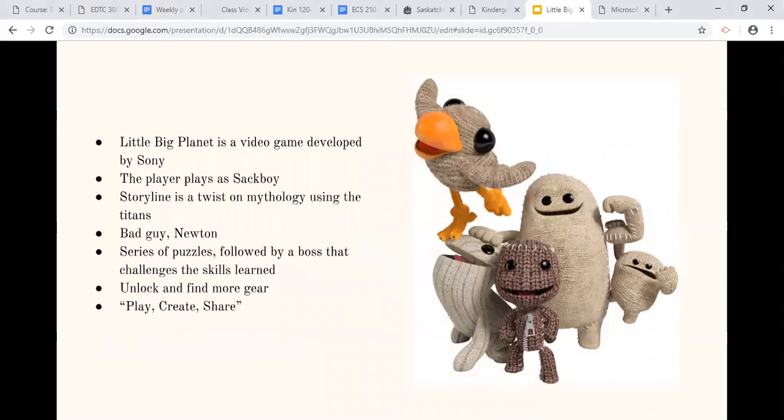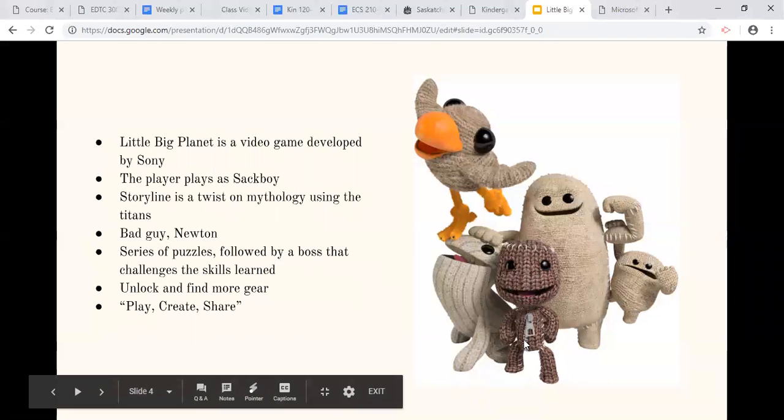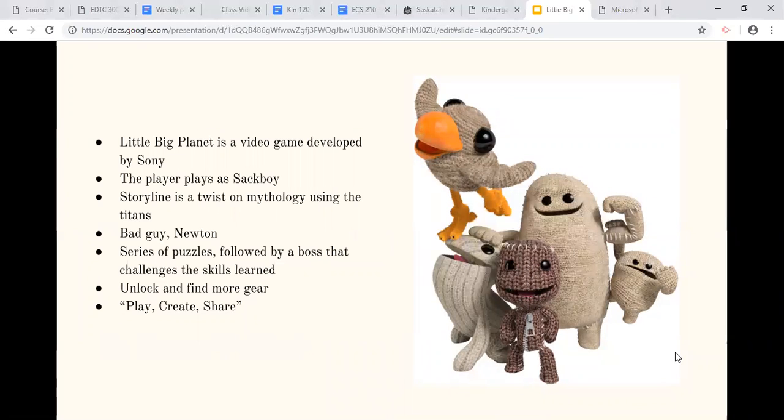Little Big Planet is a video game developed by Sony. You can only play it on PlayStation. It doesn't work on any other gaming system. It's not developed for any other gaming system. So the player, you, play as Sock Boy or Sock Person. Sock Boy is this guy in front, right here. He's completely customizable. You can change him in any way.